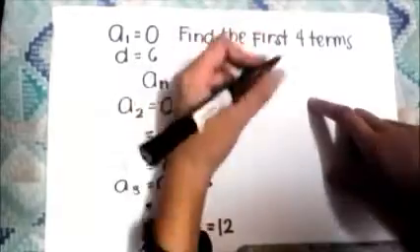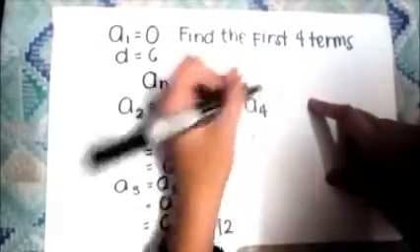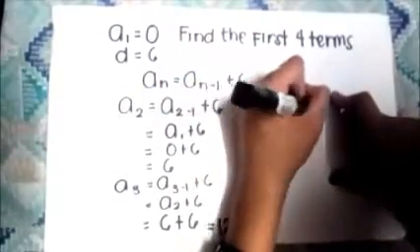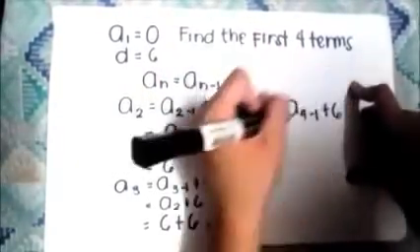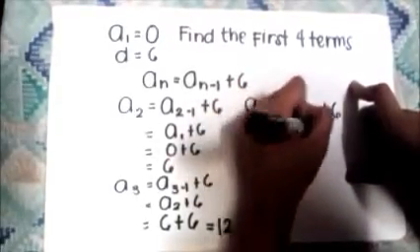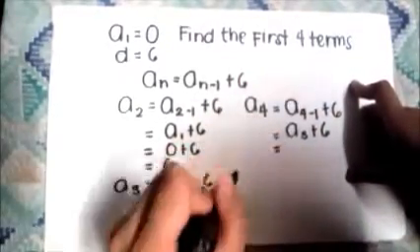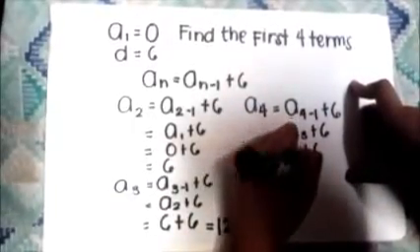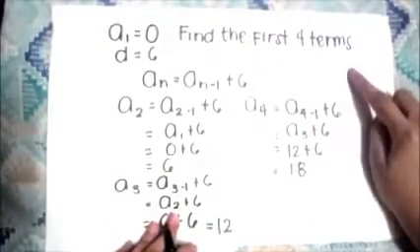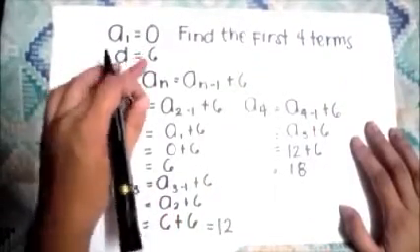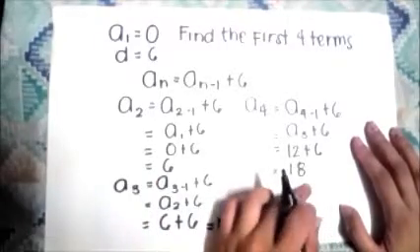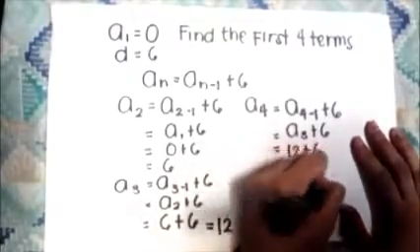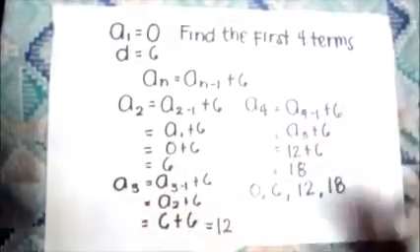Now let's have a sub 4, which is the fourth term. We have a sub 4 minus 1 plus 6 is equal to a sub 3 plus 6. We have the value of a sub 3, which is 12, plus 6 is equal to 18. Now we have the first four terms of the sequence, which are 0, 6, 12, and 18.